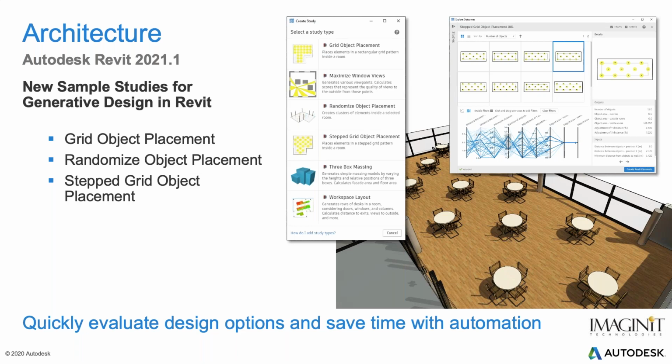And then finally, there's the stepped grid object placement study. So this is a variation of the grid object placement study. It can be used to place elements in a stepped or alternating grid pattern within a room. So again, another variation of the grid object placement sample study. It could have a bunch of different functions. Again, it depends on what kind of projects you're doing.